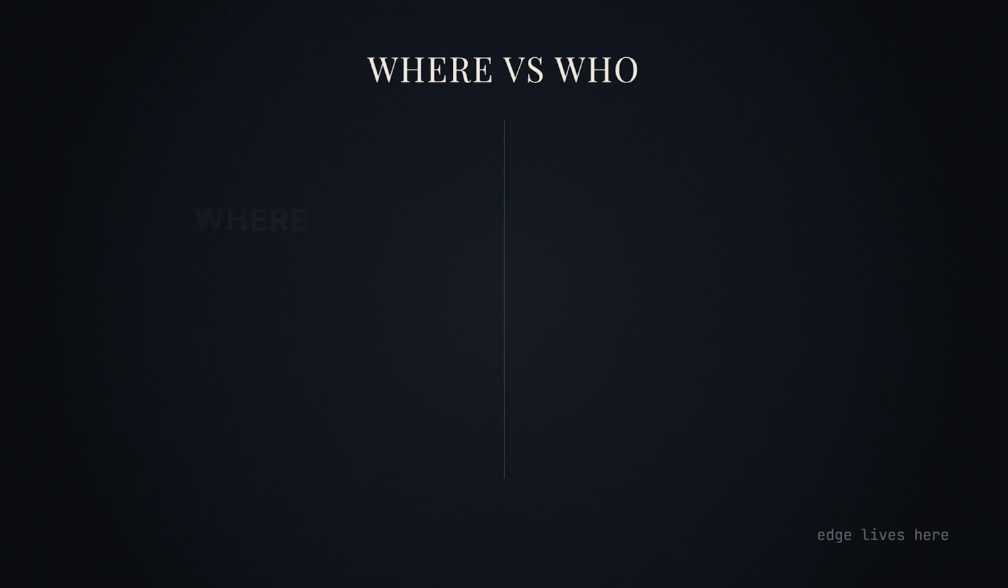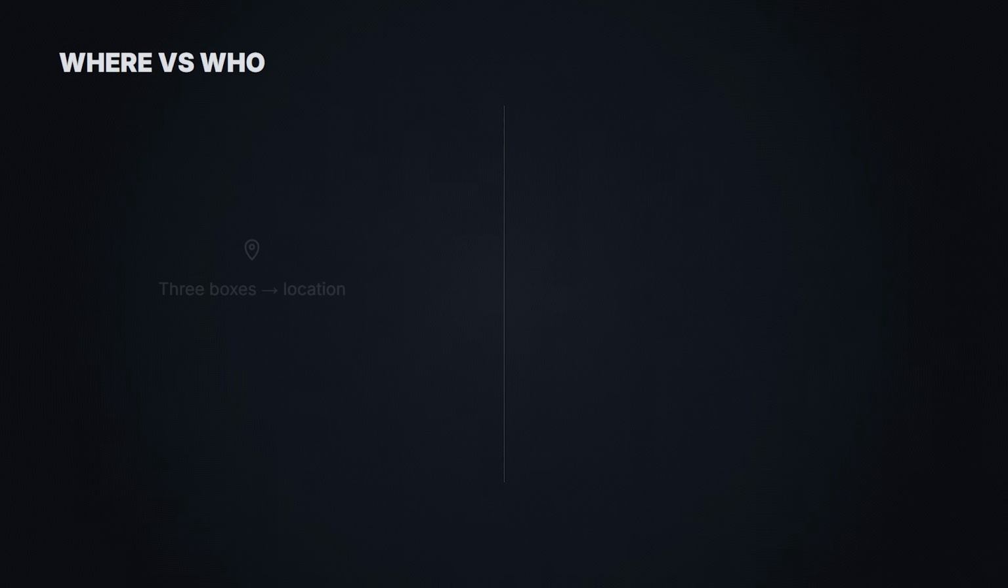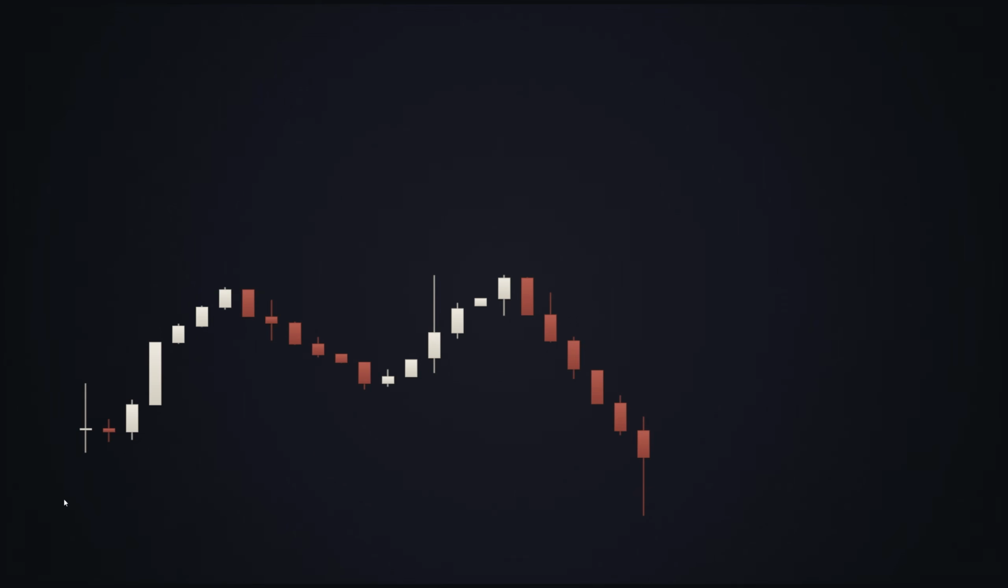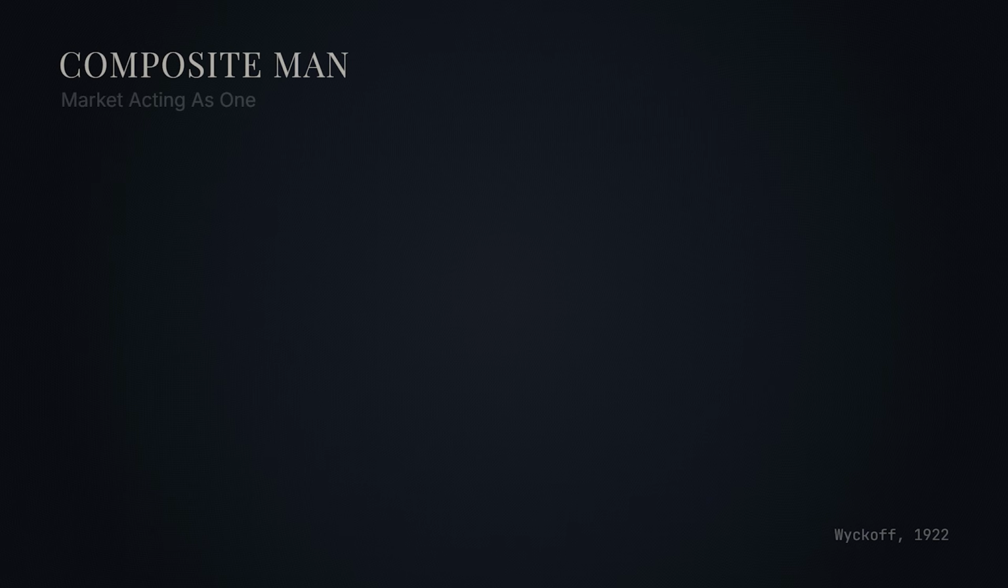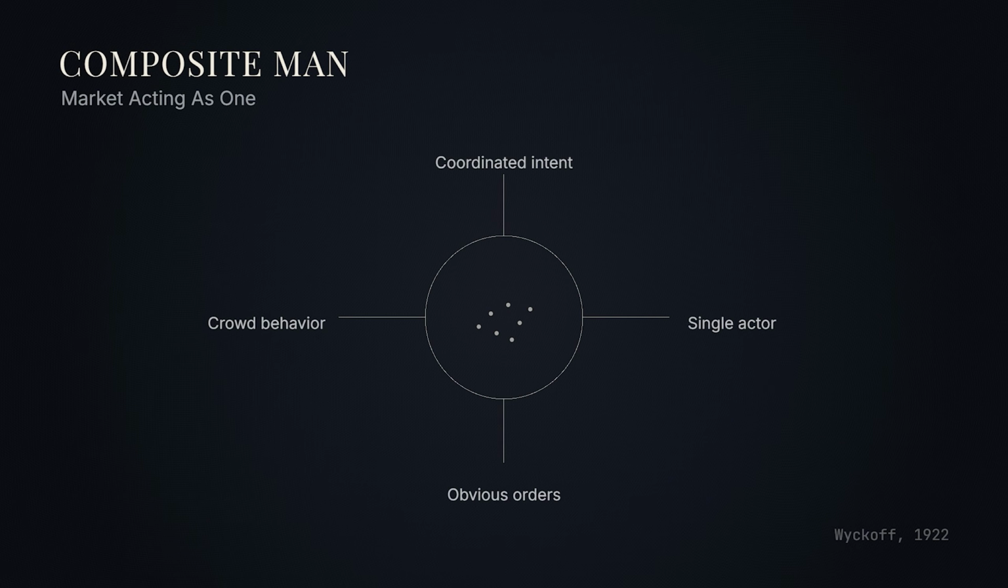Now, 3 boxes tell you where the move happens. They don't tell you who is forcing it. That's the part that turns this from pattern matching into actual edge. Wyckoff invented a character to teach this idea. He called it the composite man, which sounds like a 1920s superhero. So what is it? The composite man is the market using the crowd's obvious behavior against it.